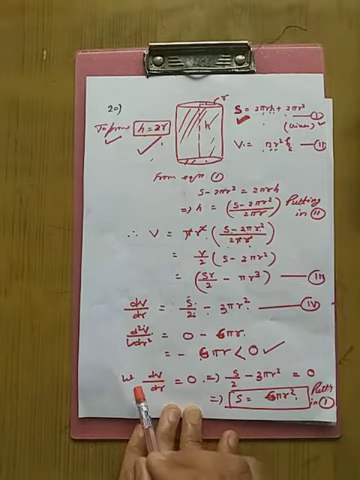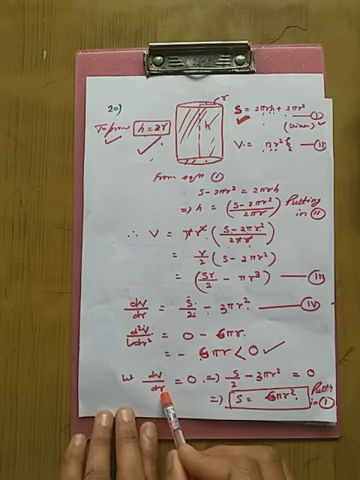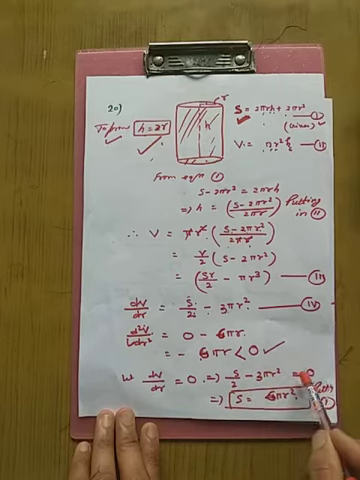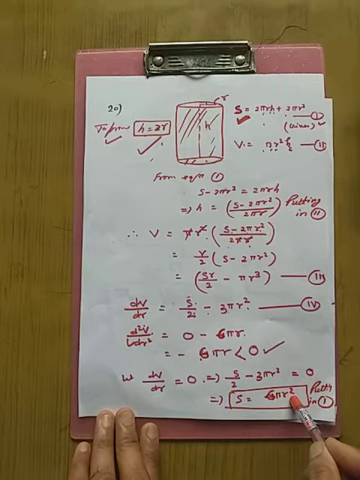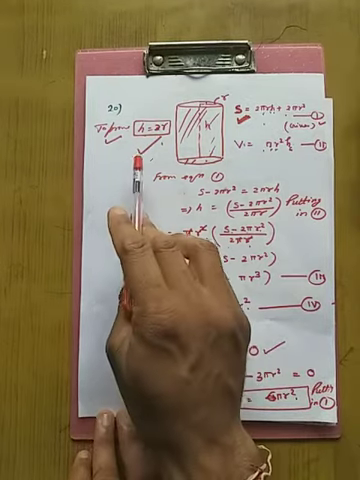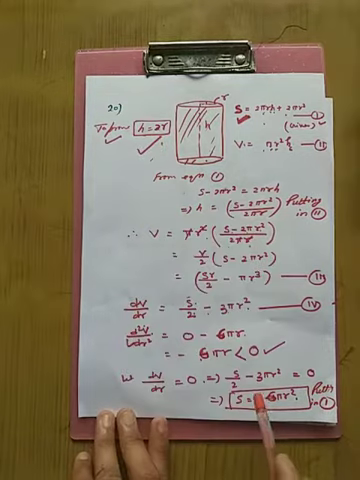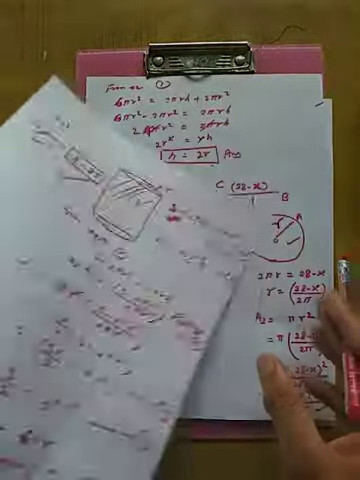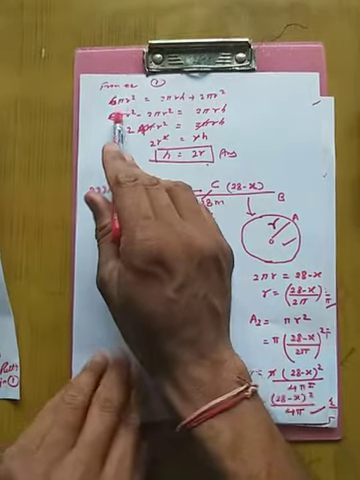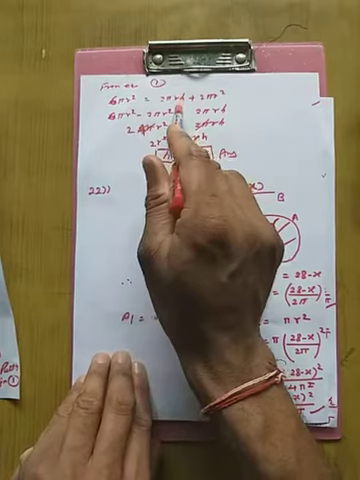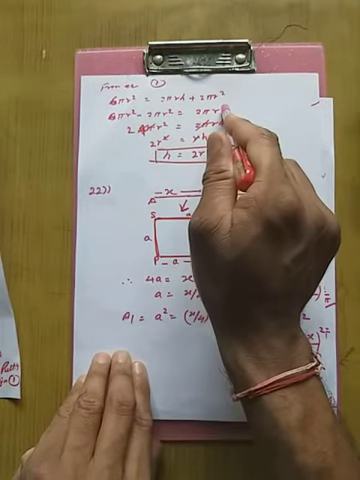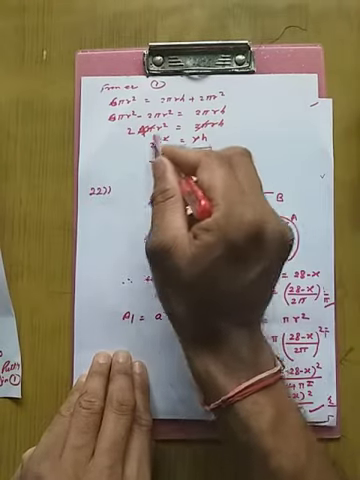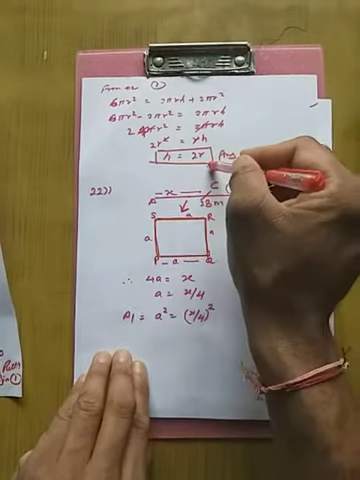Now, to find the critical point, let dV upon dr equal to 0, S upon 2 minus 3 pi r square equal to 0, S equal to 6 pi r square. Since we have to find the relation between h and r, I will put the value of S in equation number first. I will get 6 pi r square equal to 2 pi rh plus 2 pi r square. 6 pi r square minus 2 pi r square equal to 2 pi rh. After solving this, you will get h equal to 2r.